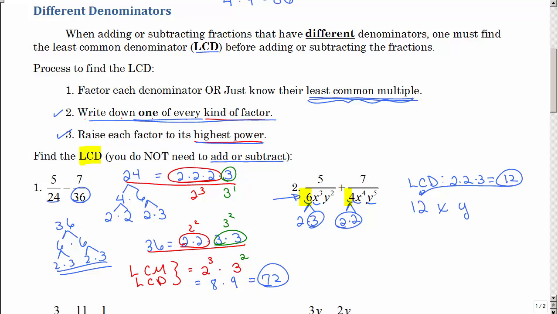Write down one of every kind of factor, raise it to its highest power. So the highest power on x, well, 4 is bigger than 3. And on y, I have 2 and 5. And of course, 5 is the biggest. That would be the least common denominator. Let's try some more.